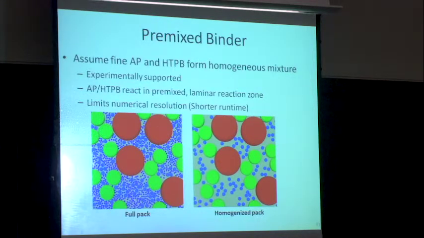So here's the original composite propellant that has the three sizes of AP particles: the large, the medium, and the fine. And what one might do then is take the fine particles and just assume that they've been homogenized into a pre-mixed system with the binder, and I end up with something like this. And by doing that, then I reduce the complexity of the calculations.